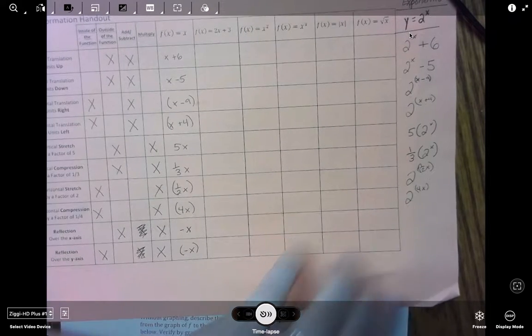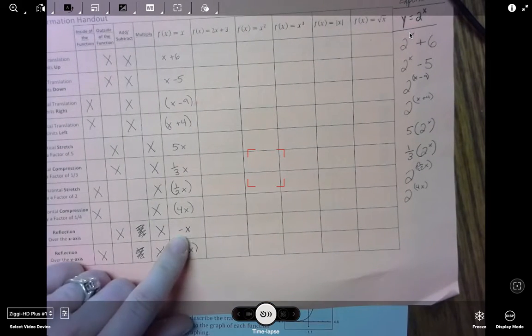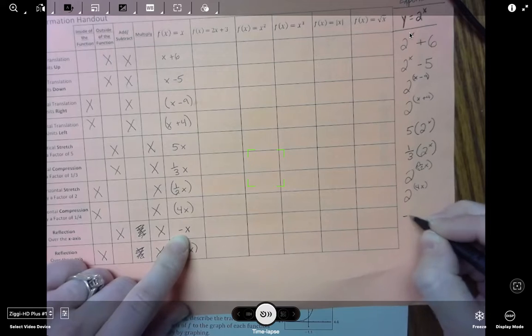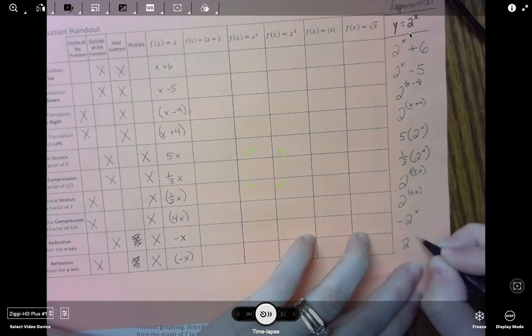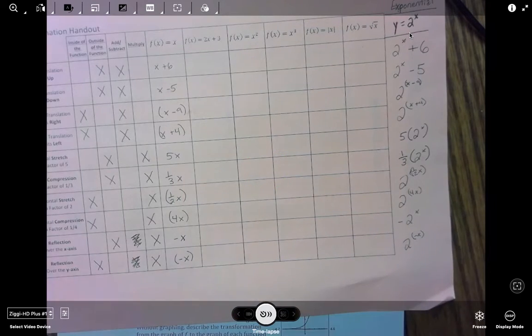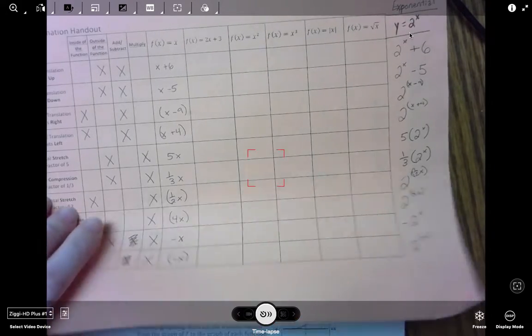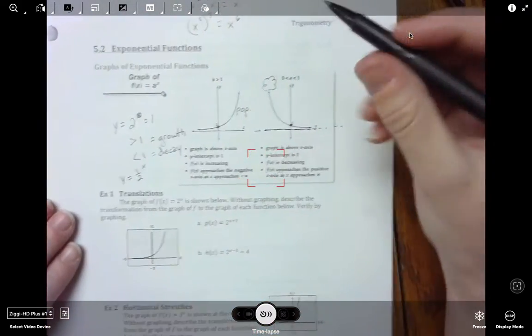Okay. Reflection over the x-axis. The whole thing is made negative, so you just put a negative out in front. And a reflection over the y-axis, just the x is negative, so you put a negative in the exponent. Okay. So what does that stuff look like when it gets to an exponential function?